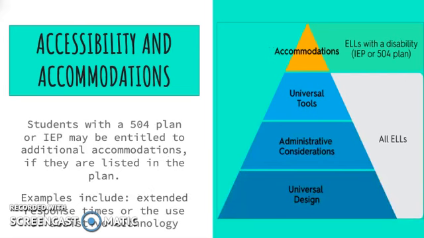When students take the assessment, there are some universal tools that are available to all students that might help them a bit while taking the access assessment. However, students who are ELLs with a disability and an IEP or a 504 plan may be entitled to additional accommodations if they are listed in that plan. Some examples of these accommodations include extended response times or the use of assistive technology.